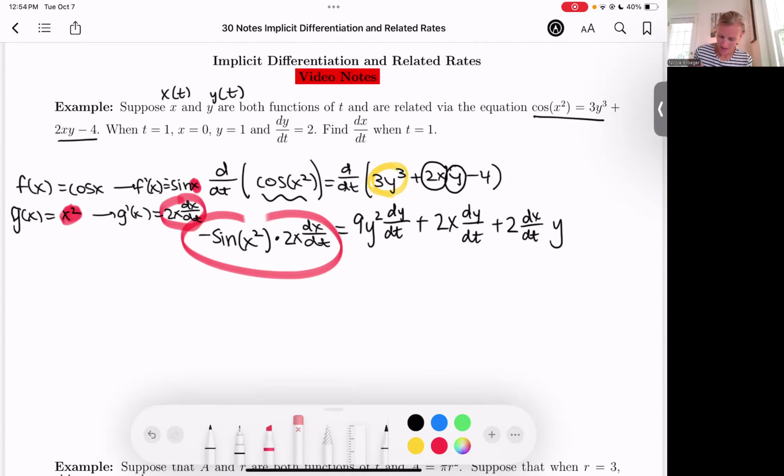Okay, so now at this point, this looks like a pain to solve for anything because we have dx/dt and dy/dt in here.